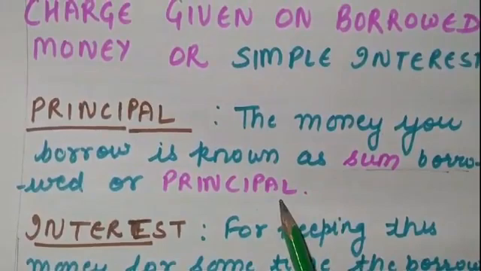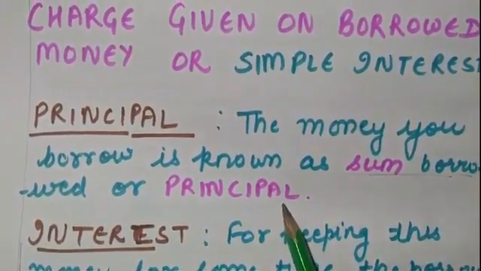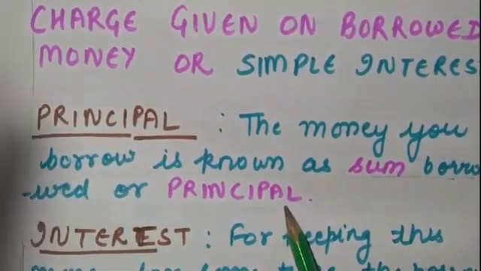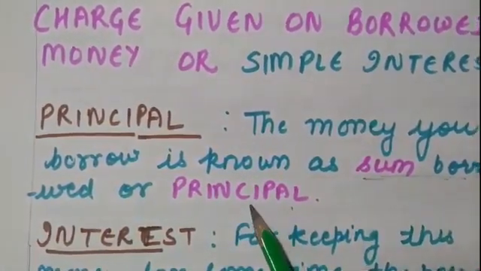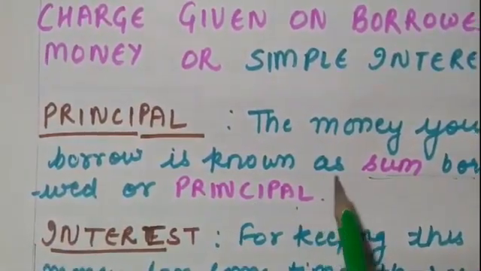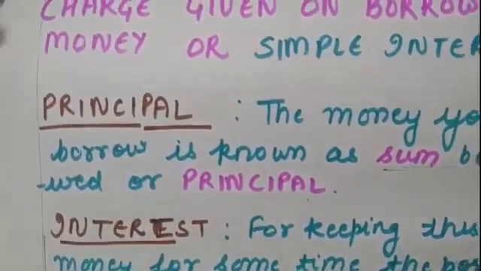Suppose you have borrowed some money from a bank or from somewhere. That money is known as sum borrowed, or you can say principal. The money that is borrowed is known as sum, or you can say principal.